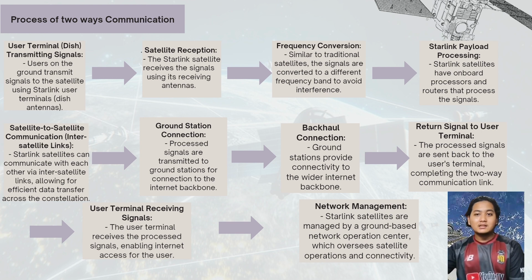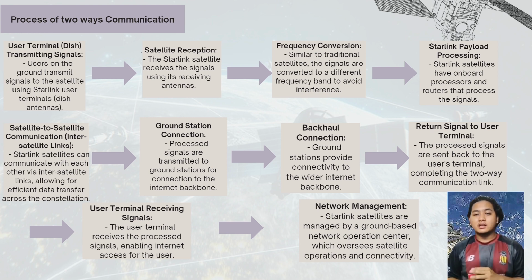Then, for the Starlink receptions, the signals transmitted from the user terminal are received by the Starlink satellite using their specialized receiving antennas. These antennas are designed to pick up even weak signal from the ground. Once the satellite receives the signals, it converts them to different frequency bands. This process, known as frequency conversions, helps prevent noise interfering with other signals and ensure clear communication channels.